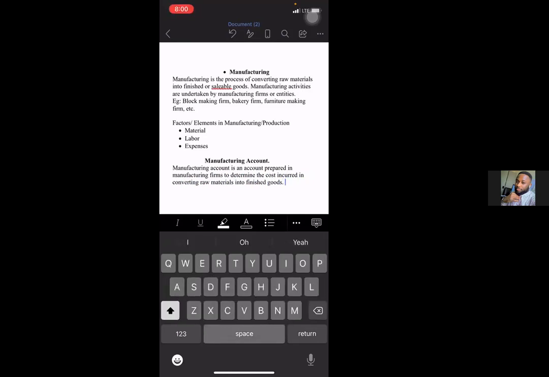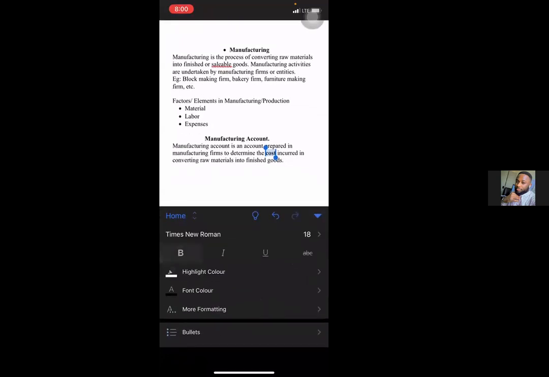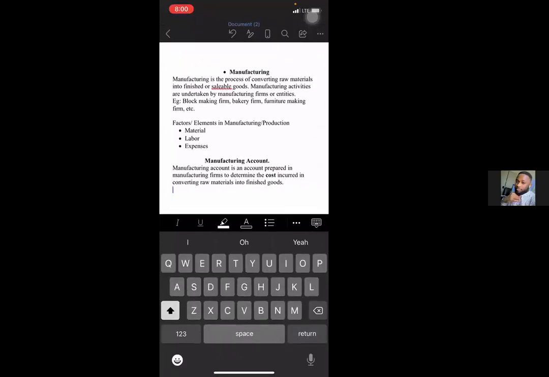Manufacturing account is an account prepared to ascertain the cost incurred in converting raw materials into finished goods. All right. So here, as an accountant, we have a keyword, which is cost. We prepare the account to determine the cost incurred in production, or in manufacturing, or in converting raw materials into finished goods. So therefore, we can talk about cost.